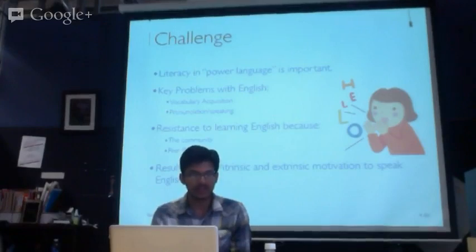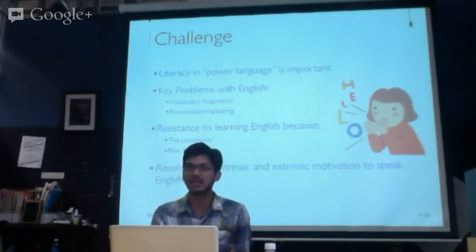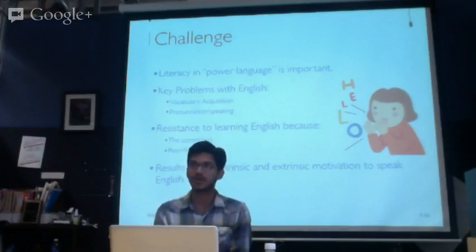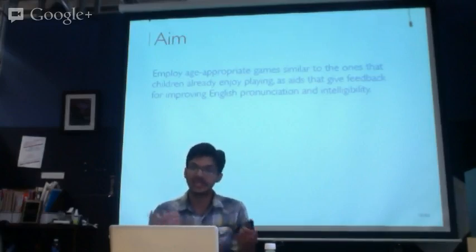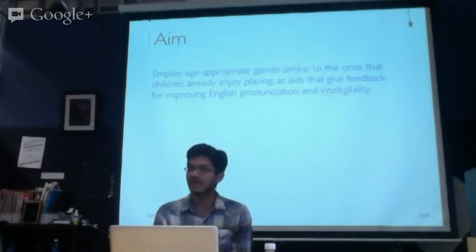Something they generally tend to struggle with is pronunciation and vocabulary acquisition. Those are the two major areas where they struggle. And we feel that the problem with pronunciation can be rectified by active oral exposure. That is where this particular project was trying to contribute: developing an environment where we can use age-appropriate games, maybe similar to the ones that children already play, as aids for pronunciation feedback and for helping them improve their pronunciation.